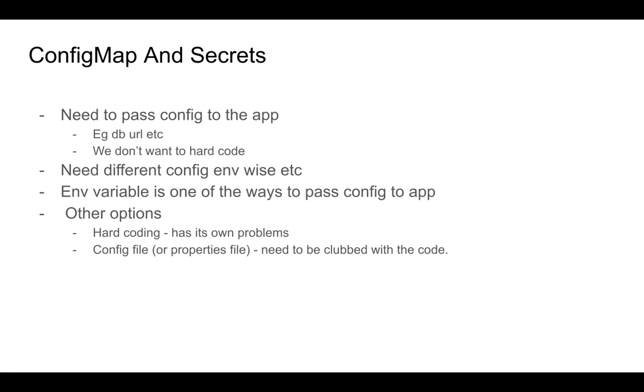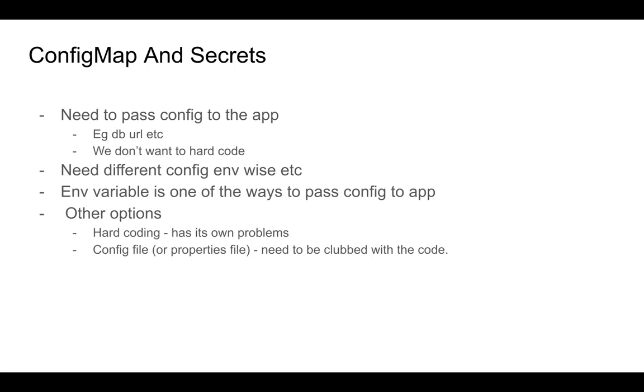One way is you can pass it as an environment variable, and your application can read that environment variable. So in dev, production, QA, etc., the value of this environment variable will be different, and accordingly the application will work. Another option is you can hard code, but it has its own problem. If something changes, then you have to change the code, rebuild the code, redeploy the code, and things like this.